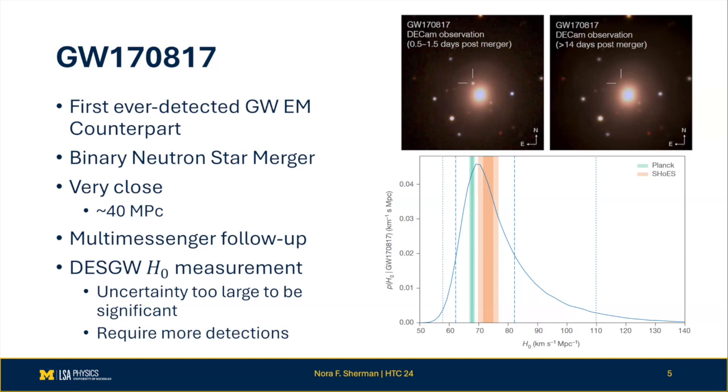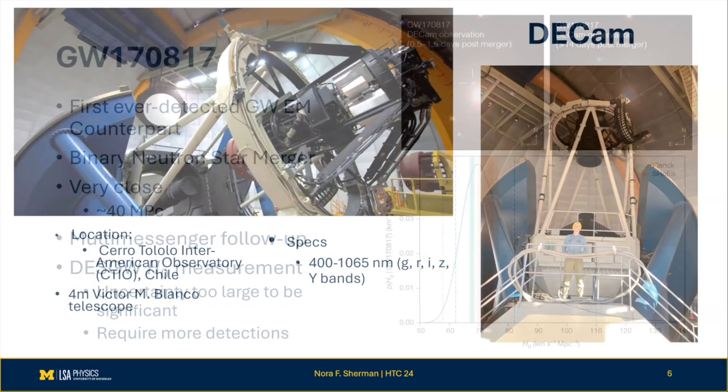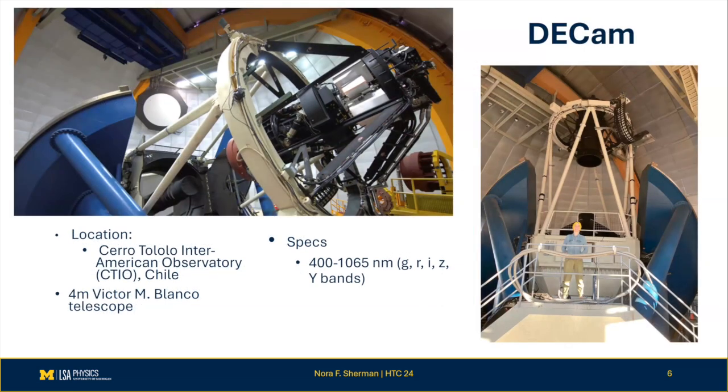So DesGW is an optical follow-up program, and in order to detect a kilonova, we rely on the instrument, the Dark Energy Camera. DECam is located in Chile at the Cerro Tololo Inter-American Observatory, and it observes across bands between 400 and 1065 nanometers, and those translate to grizY optical bands for the camera. And I did reuse this slide, I'm sorry, so this goofy person is me. I went to Chile last year and observed on this telescope, very exciting.